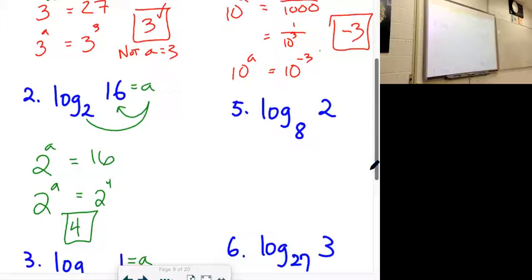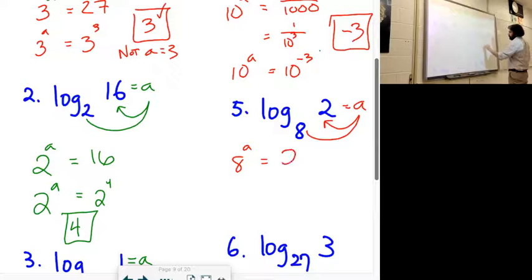Now it's going to get slightly more complicated. So log base 8 of 2 equals some unknown value. Convert it to exponential. So 8 raised to the exponent of a equals 2. Then 8 can be expressed as 2 cubed to the a equals 2. I'm going to write a 1 here because it's a little bit easier to make sense of.